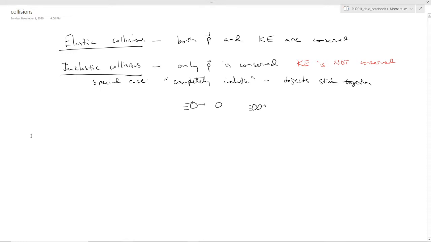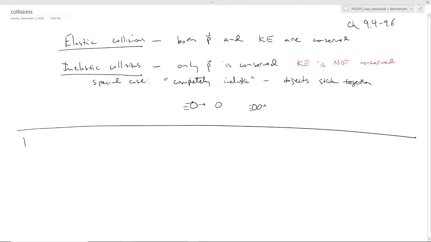So let's look at some examples here. Oh, and I should say this is basically sections 9.4 through 9.6. So let's look at an example.